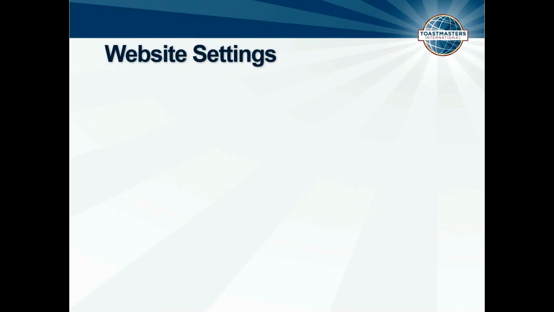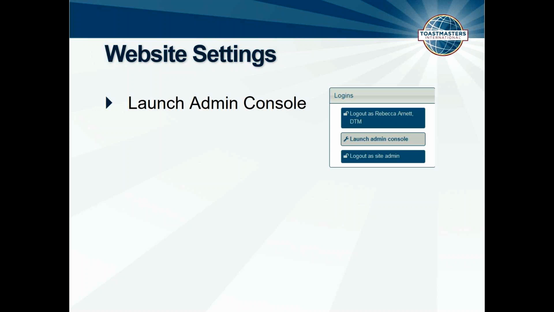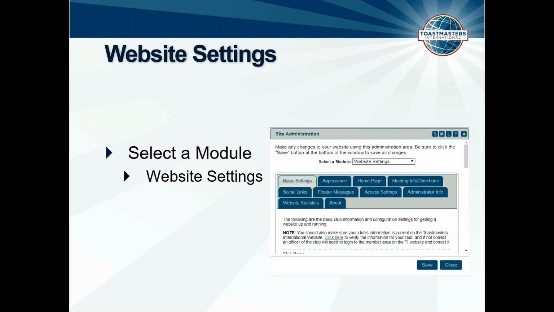So the first thing we're going to do is look at the website settings. Whenever you get your site, you're going to want to launch the admin console, all right? So you see there is the launch admin console under logins, and then you're going to get a module. So the first one is called website settings, and you'll see that website settings actually has multiple tabs underneath it. So we're going to go through each of these tabs and kind of explain what each of these tabs do.